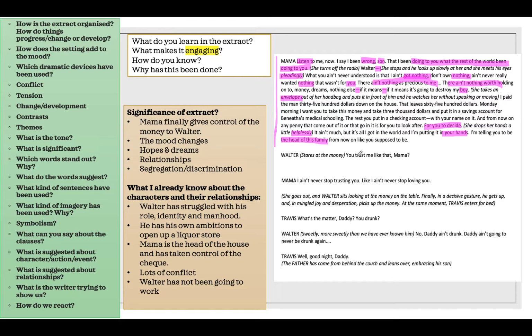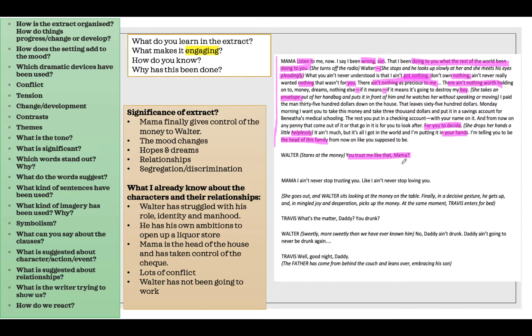And notice how he doesn't say much here. So we've had all of these long speeches from Walter, these rambling statements, and it's almost like what she says here and what she does really snaps him out of it and brings him back to the real world. And he just asks her a question: "Do you trust me like that, Mama?"